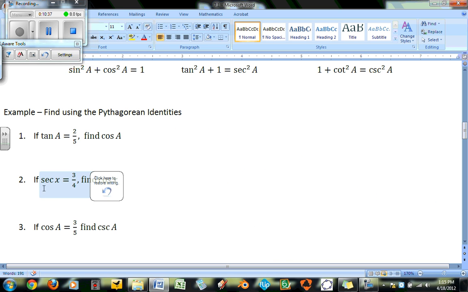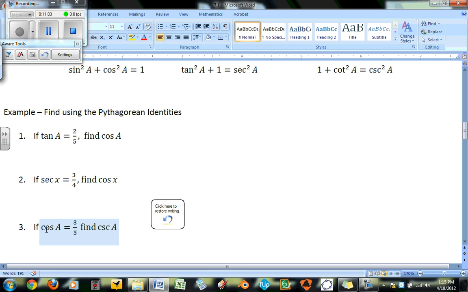Here, in this case, they give us a secant value, and they want us to find its cosine value. Well, that's pretty easy, right? I'm not sure we need to use a Pythagorean identity for that. If we know its secant value, we can just flip it, and we find our cosine value. That's easy enough. So cosine is just 4/3.